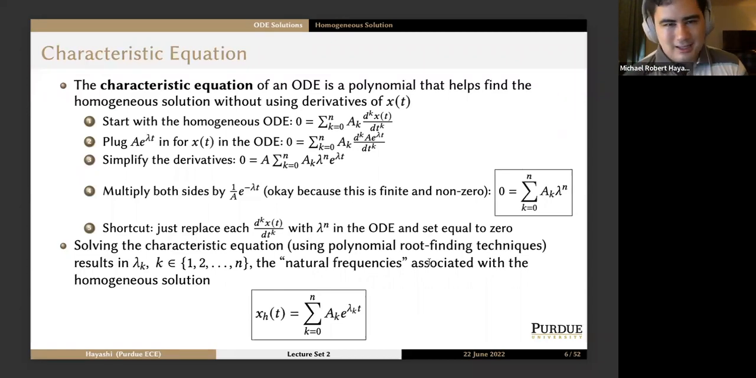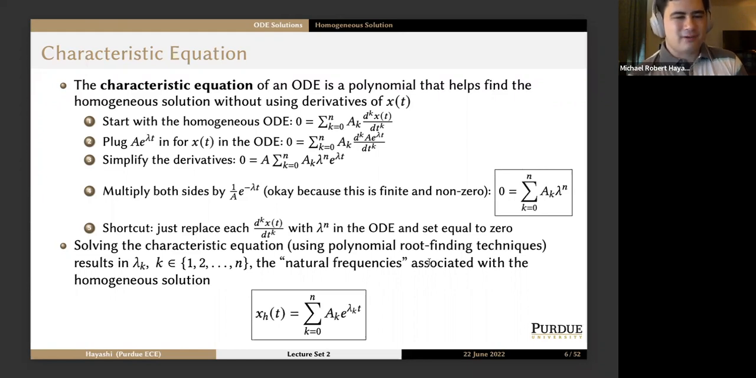So how do we possibly figure out what family of functions makes up the homogeneous solution? The answer is the characteristic equation method. The characteristic equation of an ordinary differential equation is the polynomial that helps you find the homogeneous solution without relying on explicitly taking derivatives of x of t.